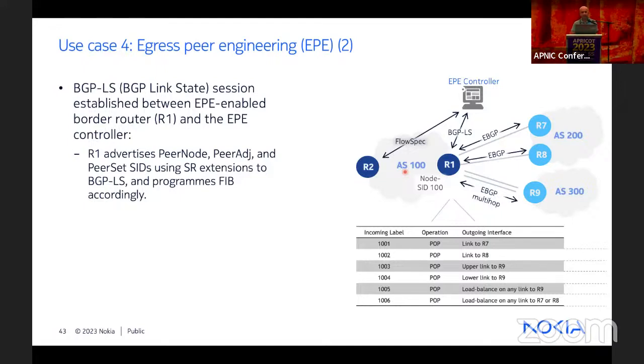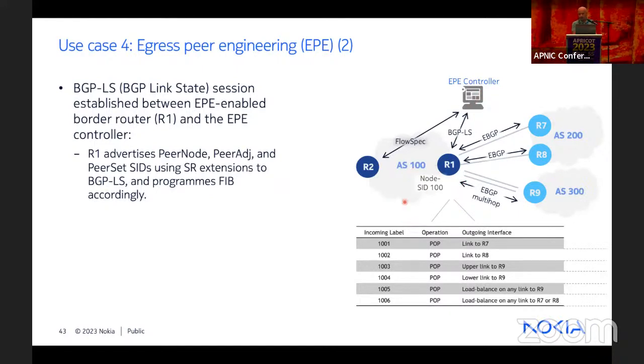Now, what we've done is we've extended BGP-LS so that routers can also advertise the BGP egress peer engineering SIDs to the controller. So let's go back to where we were 5 minutes ago. You go into R1, you configure BGP EPE. And as part of that, it allocates all these BGP EPE SIDs that are associated with specific things, like a node or an adjacency or a set. And then this information is advertised to the controller.